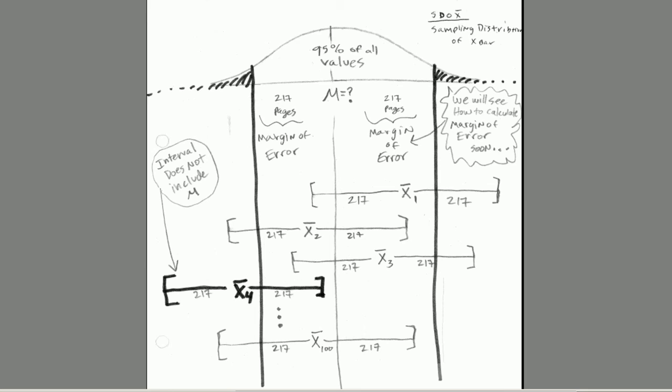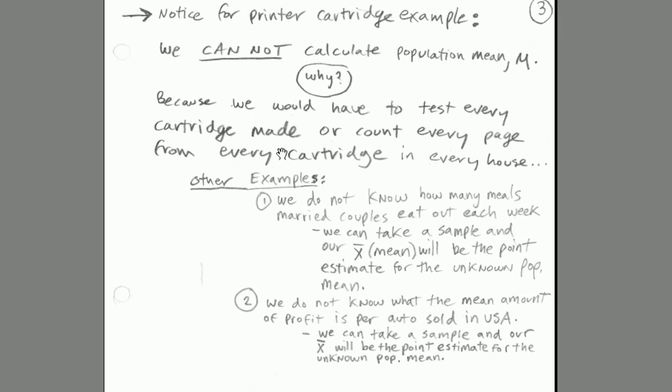All right, next slide. Let's notice something for the printer cartridge example. And we already mentioned this. We cannot calculate the population mean. Why? Because we can't possibly test every cartridge made or count every page for every cartridge in every house. Not possible. In this case, we do sampling and create a confidence interval.